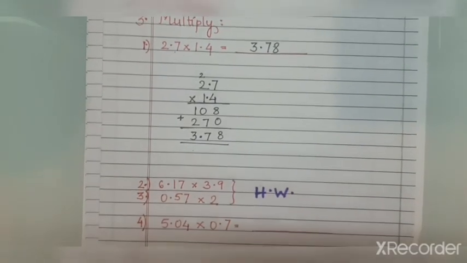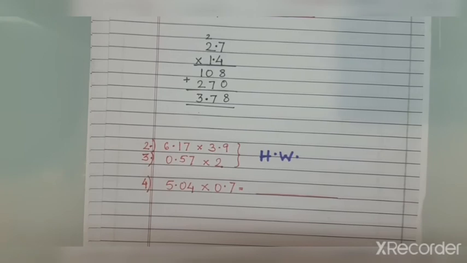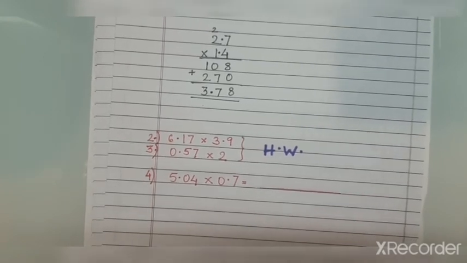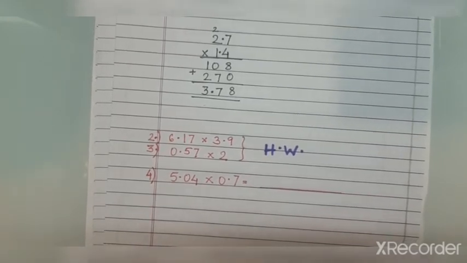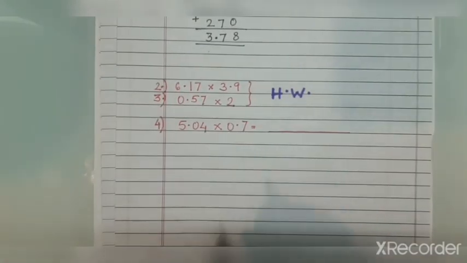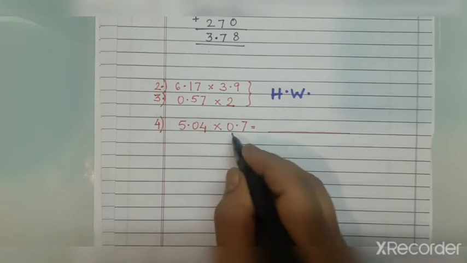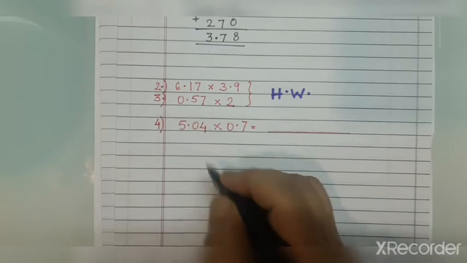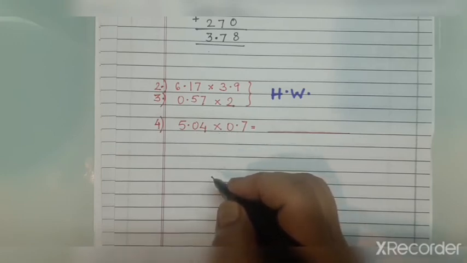Okay. Now since it is very simple, the second and third sums are for homework. Carefully do it. Just multiply leaving the decimal, and then whatever is the answer, in that answer you have to count the decimal places of the question and just put the decimal counting the number of decimal places. Now we do the fourth one. Same method, we write both the numbers for multiplication without considering the decimal.